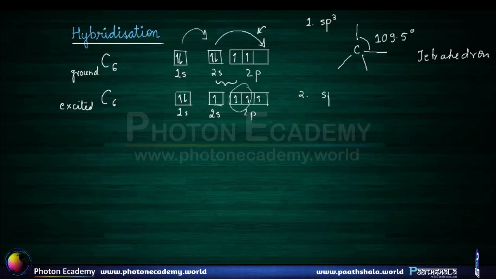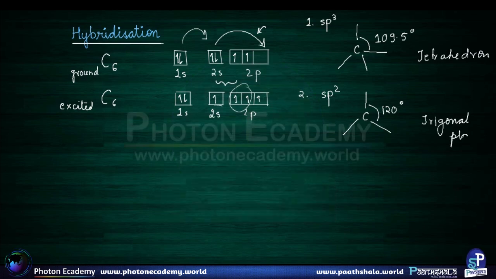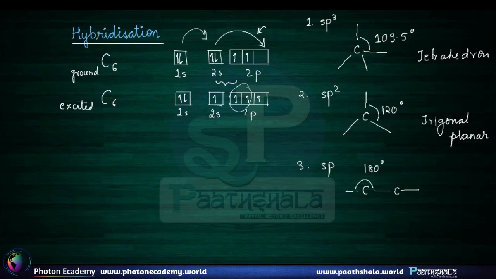Second is sp2 hybridization, where 1 s orbital and 2 p orbitals combine to make 3 sp2 hybrid orbitals. This angle is 120 degrees. This is a planar structure and known as trigonal planar geometry. Third is sp. sp hybridization results from the combination of 1 s and 1 p orbital and it results in the formation of 2 sigma bonds. This angle is 180 degrees and the geometry is linear. The other 2 p orbitals participate in making pi bonds.